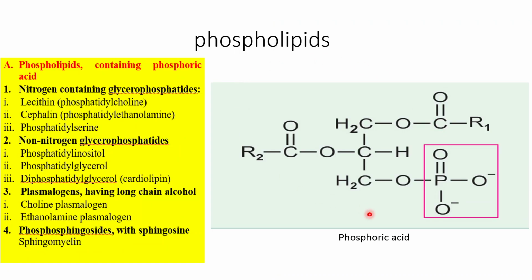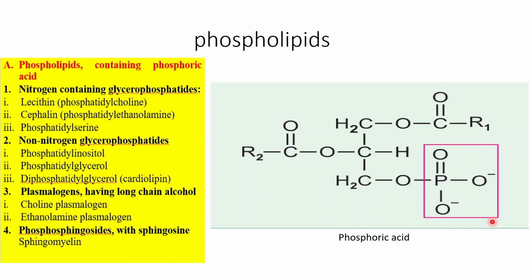Now, this is an example of a phosphoric acid. This is our trihydroxy alcohol, or glycerol, with positions 1, 2, and 3. Here the hydroxy group is replaced by one fatty acid, here by another fatty acid, and on the third, it is replaced by a phosphoric acid.